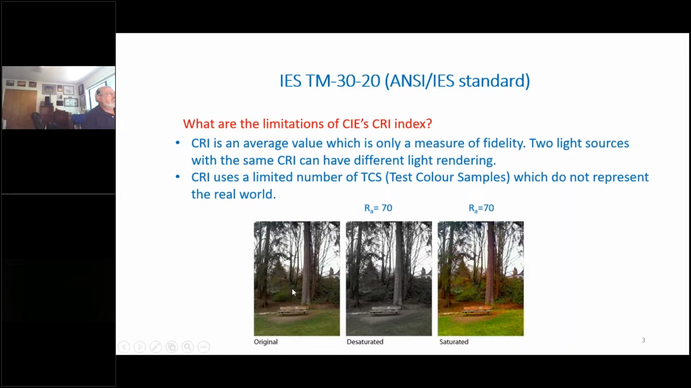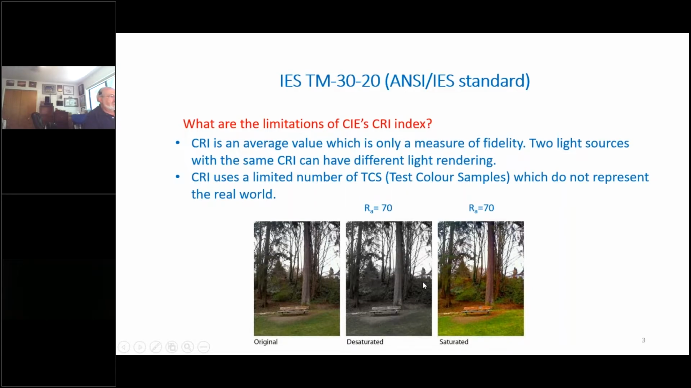This is the original picture on the left. Then you can see in the middle another picture with Ra of 70, and another one on the right that also has Ra of 70. But these two are quite different from each other.